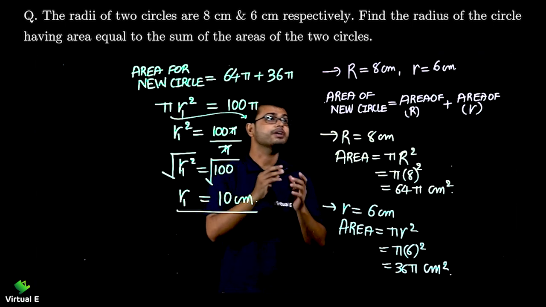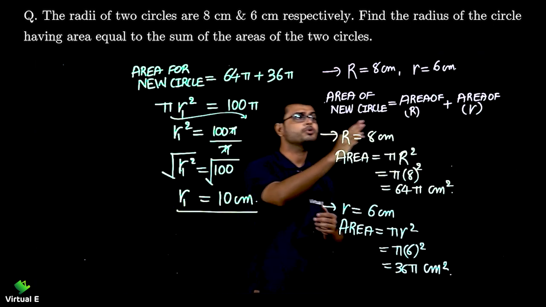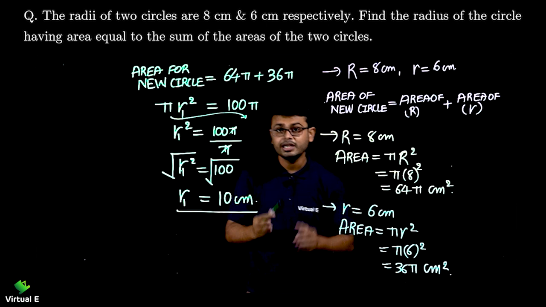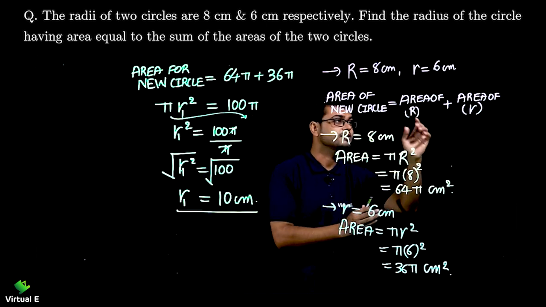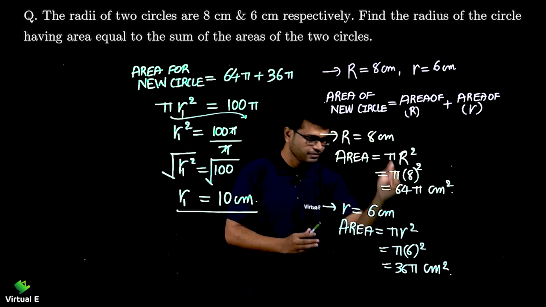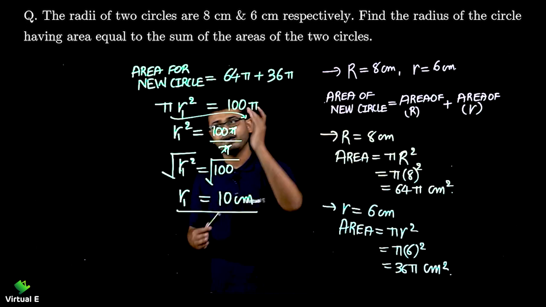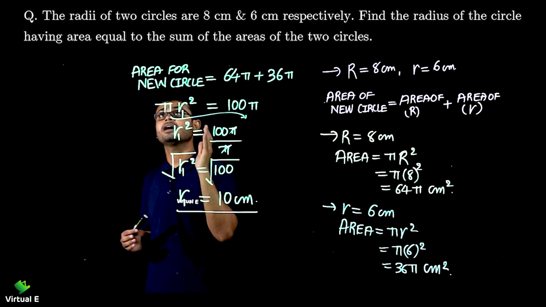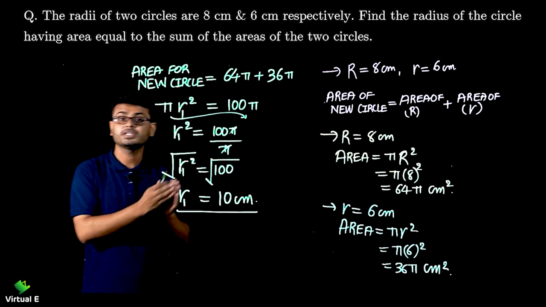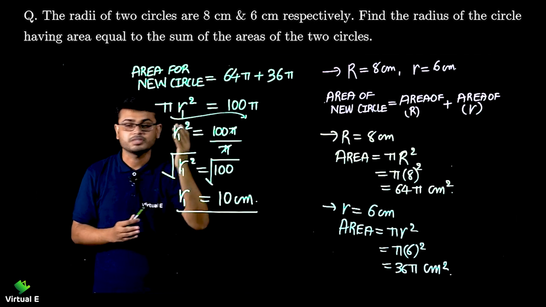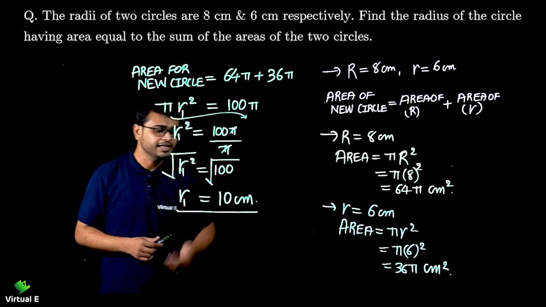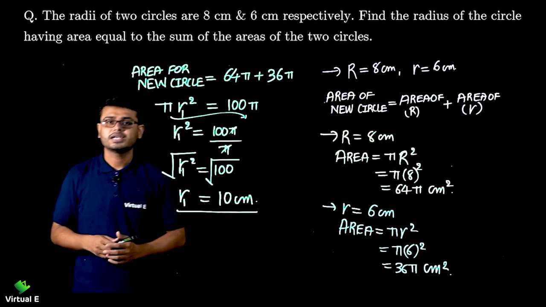Now let's recall what we did. So here the relation is already given. Then we formed the equation, right? Area. So we got the area of two circles, then we added them, then we need to find the area, then we need to find the radius for the new circle. So pi r1 square, right? Make r1 the subject, then take the square root and get the value of radius, which is 10 centimeter.